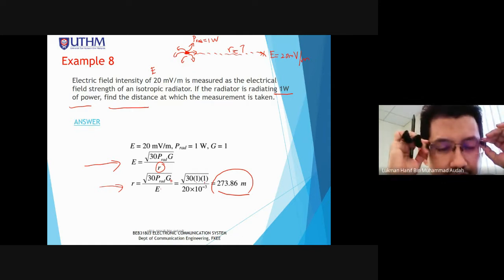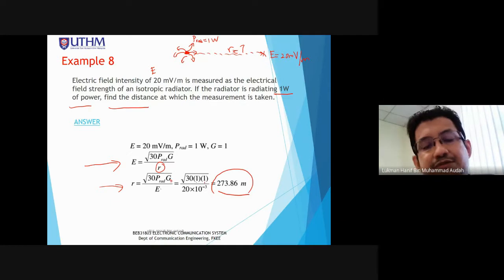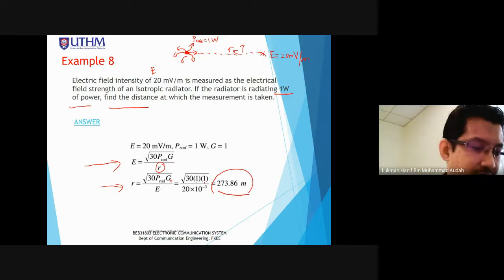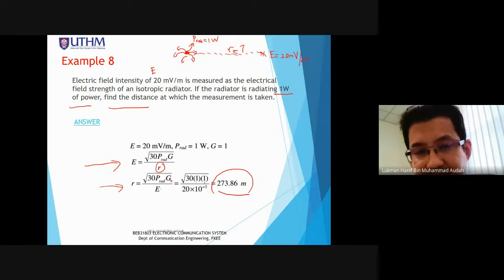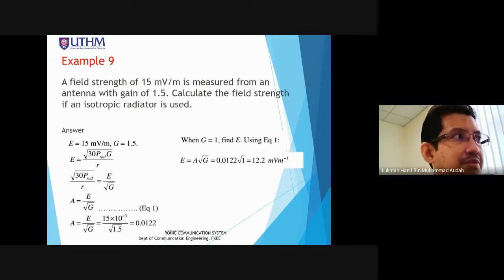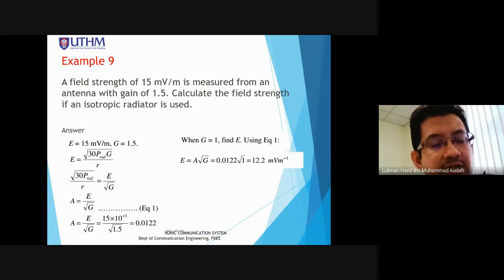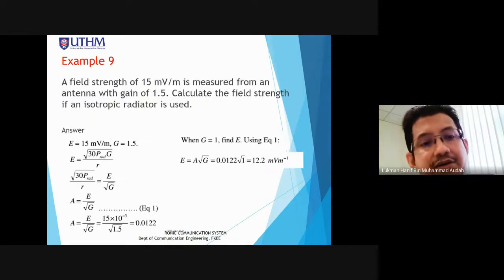So ini straightforward dia punya example. Kalau ada soalan boleh tanya, jangan malu-malu nak tanya, saya boleh explain lebih lanjut. If you don't have question, then I will move to the next example. Example 9. Tadi 8, sekarang 9.